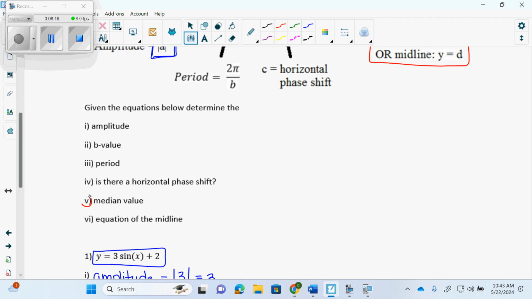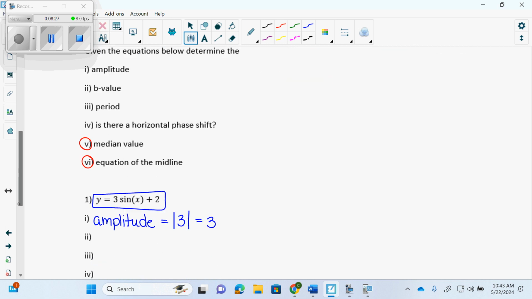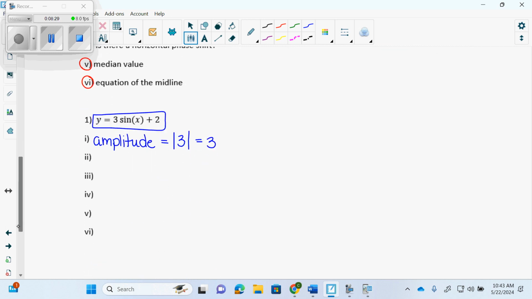Come on, that is a 5, and that is a 6. Roman numerals. Okay. Median, midline. So what is the median value of this equation? The median value is the D. What is the D on this one? 2.